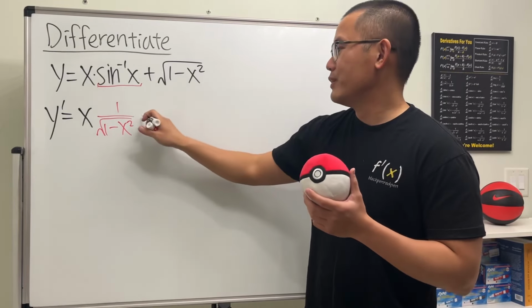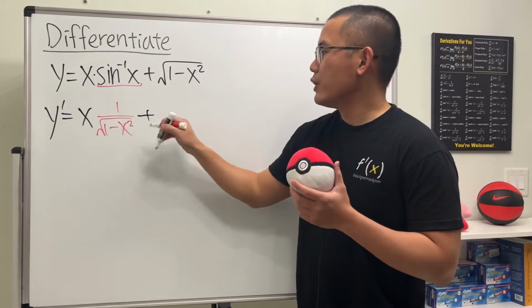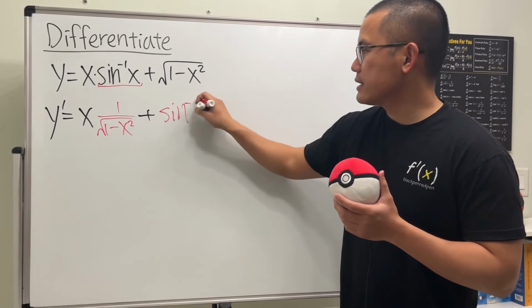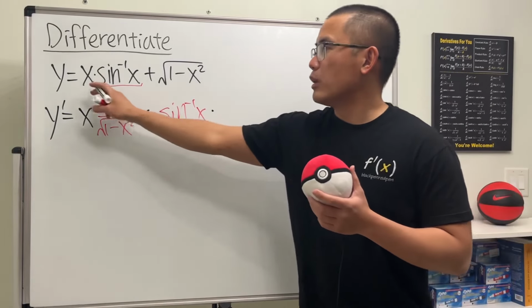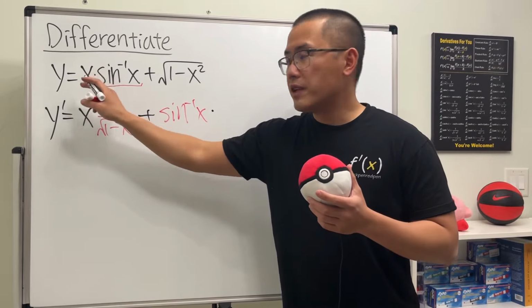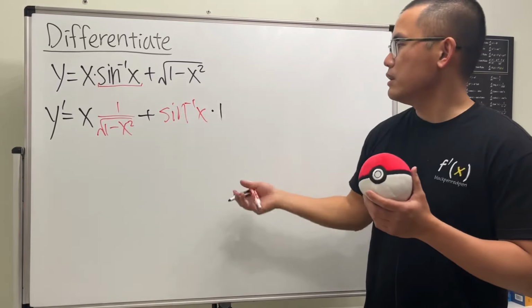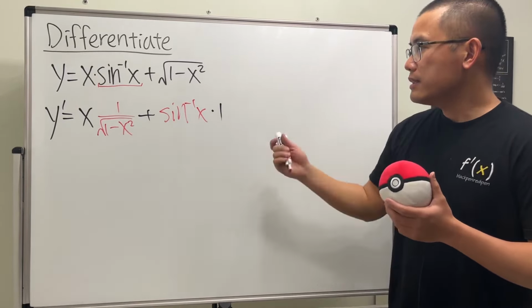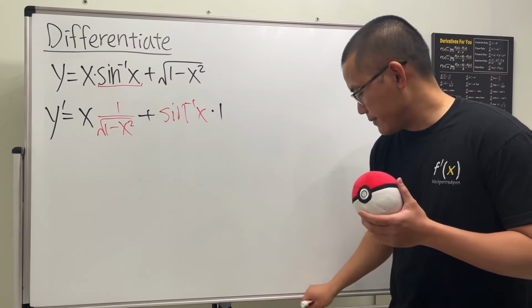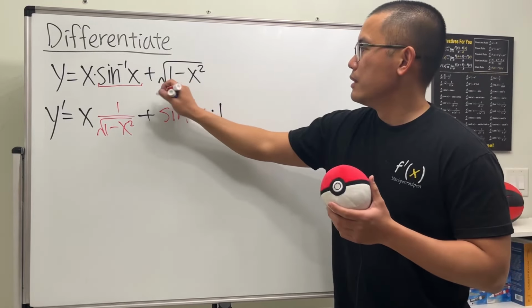And then we continue. We add the second function, which is inverse sine of x, and we multiply by the derivative of the first. The derivative of this x is just 1, just like that. Okay, that's it. And now let's take a look at this one.